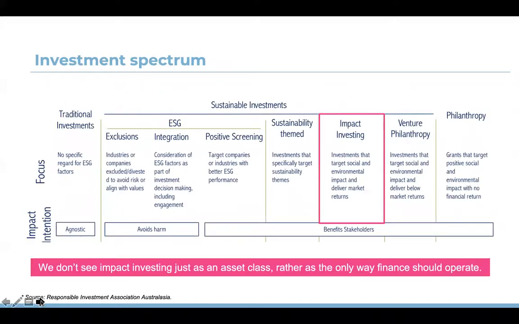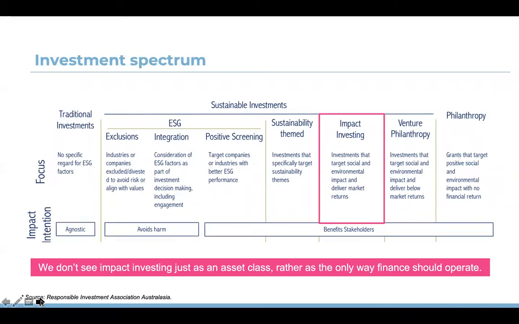So there have been a number of ways of defining impact investing, and more broadly the world of sustainable investments. And this table, I think, is quite interesting in giving a good overview of the various stages and sectors, looking at the focus and the impact intention. On the left-hand side, you have traditional investments, where there is no specific regard to the environmental, social, and governance factors of those investments, with an agnostic impact intention.